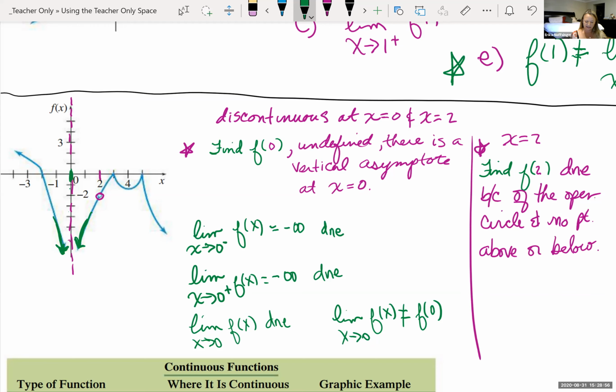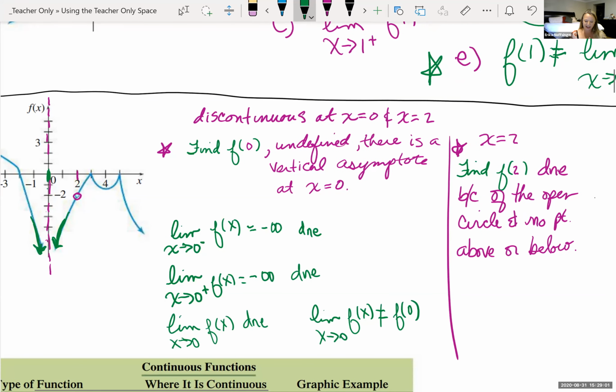Now going to x equals 2, we showed that it was undefined at x equals 2. We also want to look at the limit as x approaches 2 on the left. Look at the limit as x approaches 2 on the right.